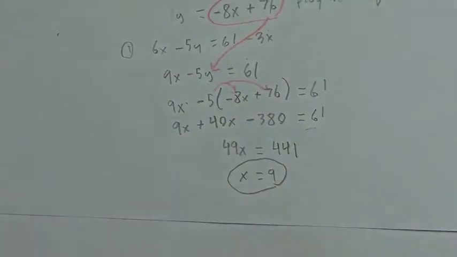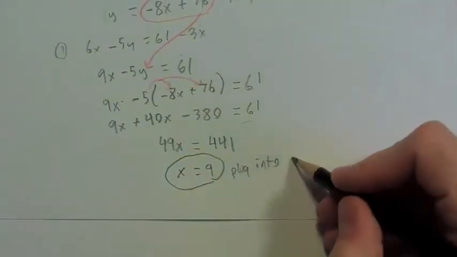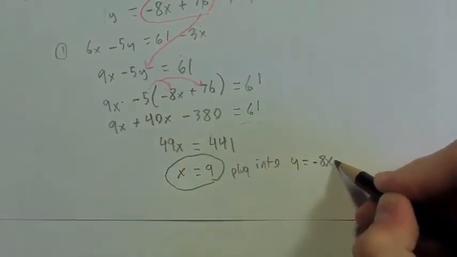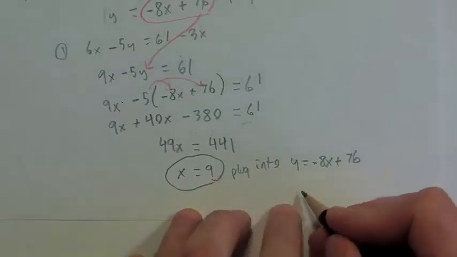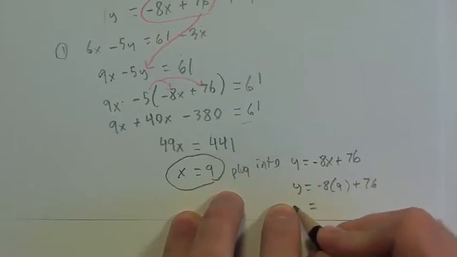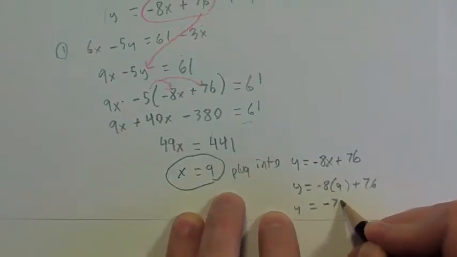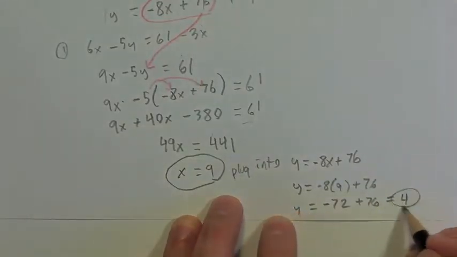Alright, quite a long walk, but we got there. Now I'm going to take that x and plug it back into an x somewhere, and it really doesn't matter where that somewhere is, but I'll plug it into this expression we got earlier, that y is equal to negative 8x plus 76. Okay, so we'll get y is equal to negative 8 times 9 plus 76, so y is equal to negative 72 plus 76, so we got 4.